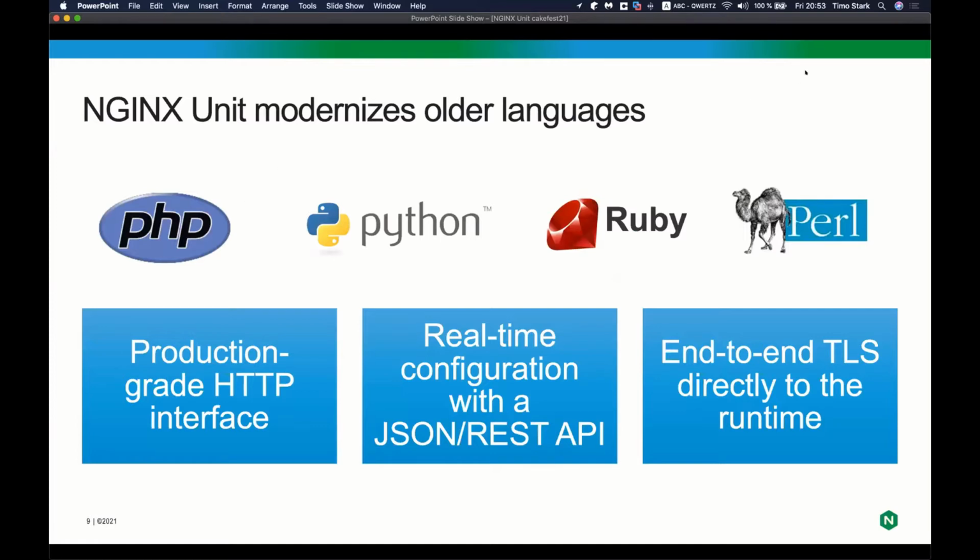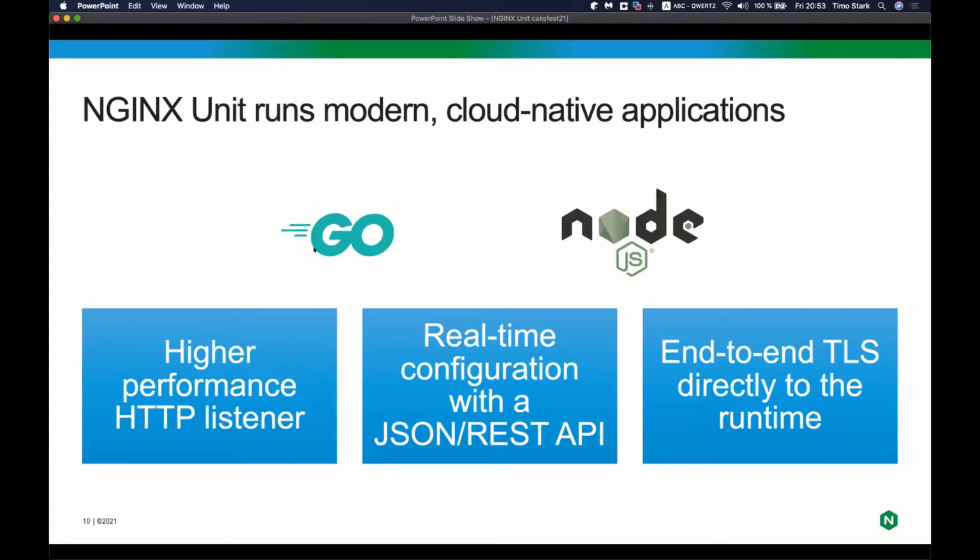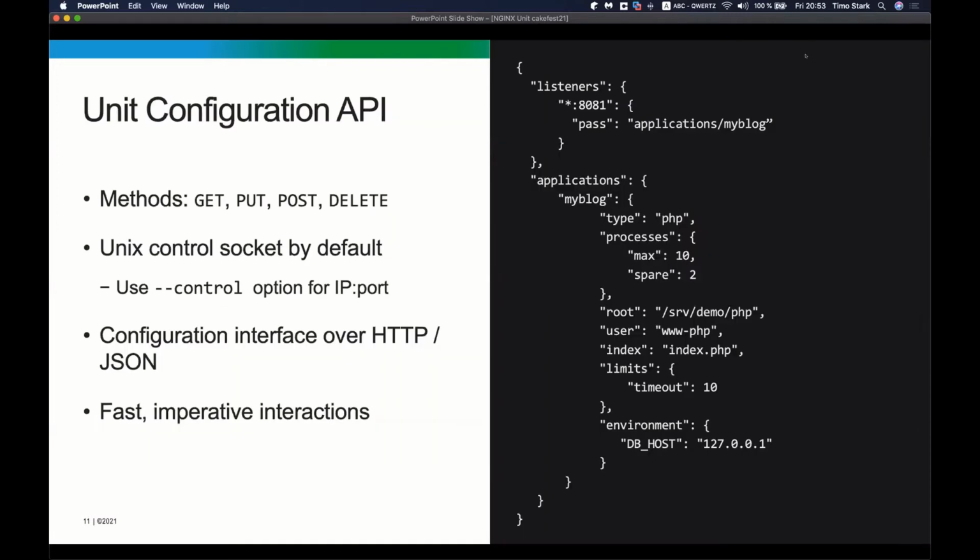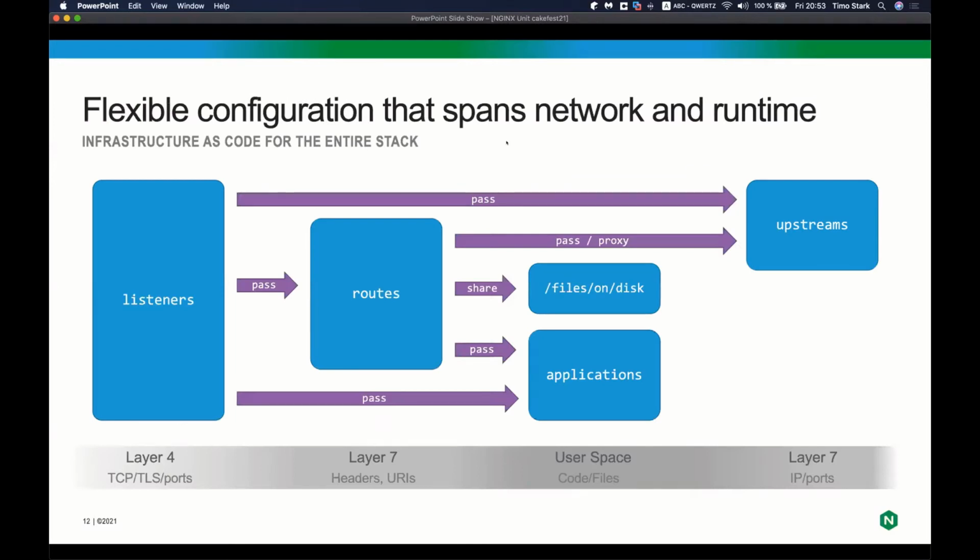As said, NGINX Unit can be used with older, traditional languages. They are around for a long time, like PHP, Python, Ruby, Perl, as well as with those new fancy cloud native languages like Go, Node.js, JavaScript. All of those are supported at the moment. And how does NGINX Unit look like? Let me jump to this slide first, and then we go back and see the configuration syntax.